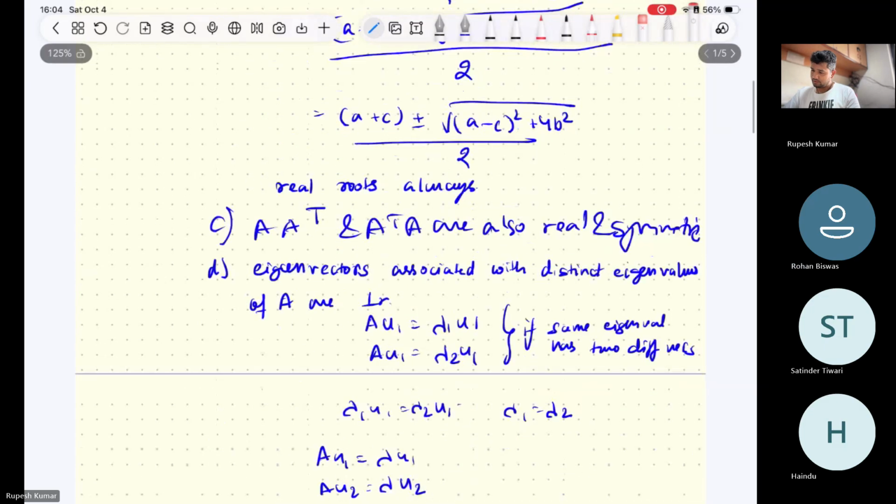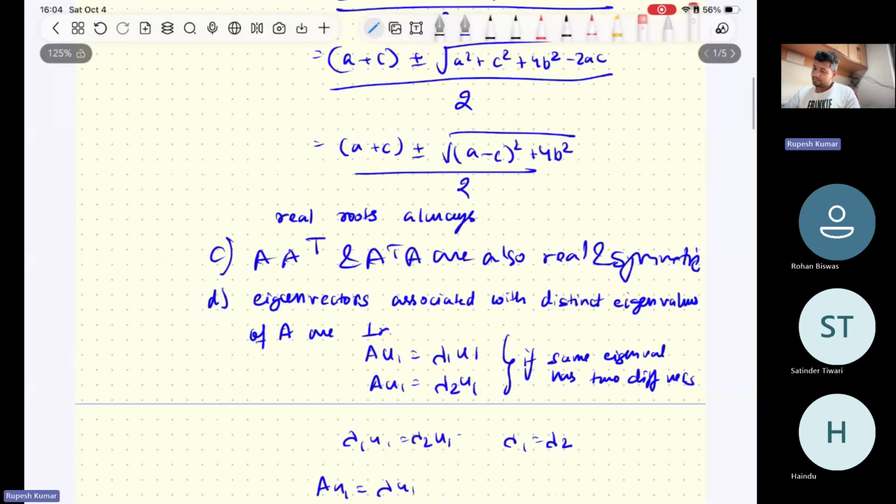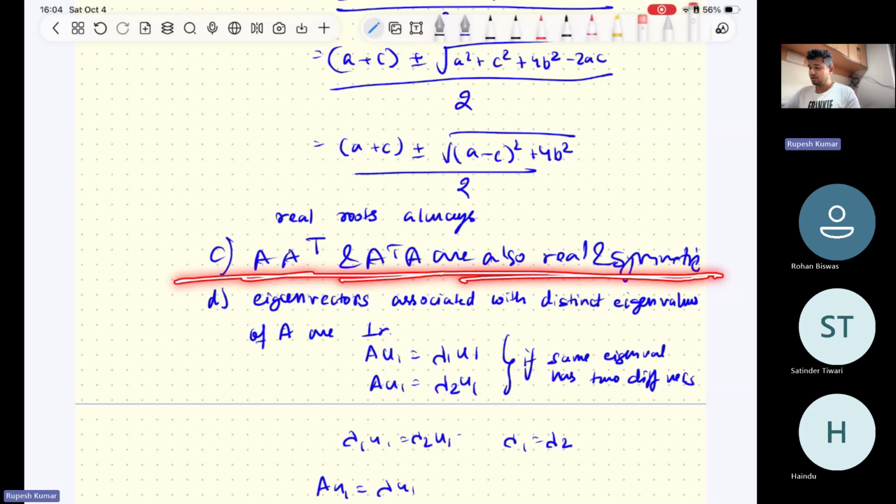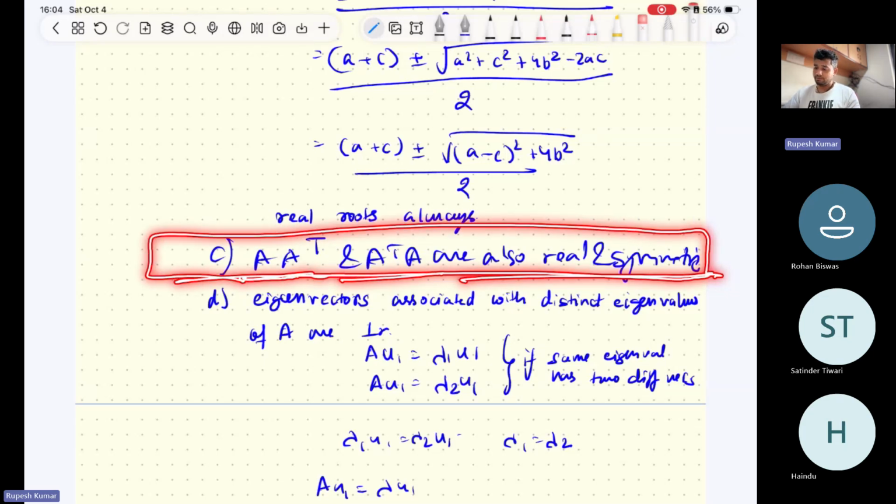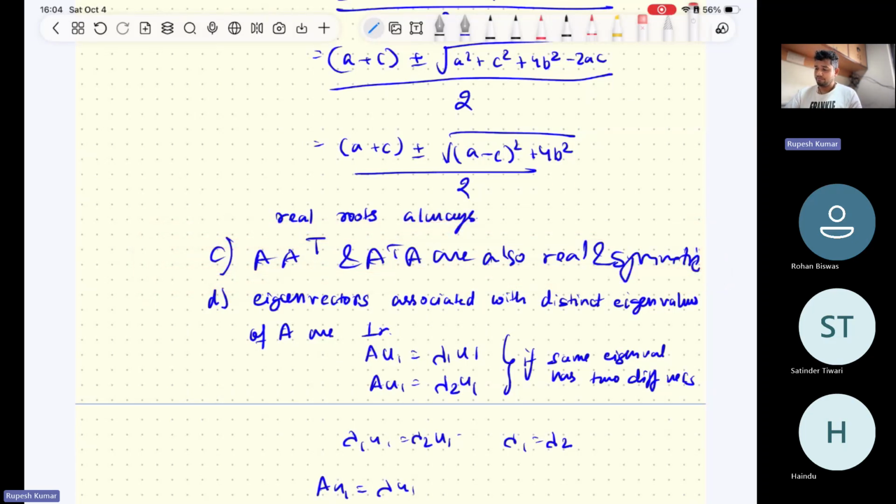Now A into A transpose and A transpose A are also real and symmetric. This is very simple. Proving that they are real is very easy because you are simply doing a matrix product. If the inputs are real, the outputs will always be real, because you're not taking any square roots or anything that will give you imaginary values. For symmetric, you can simply check if B transpose equals B, and you will see that these two are also real and symmetric.